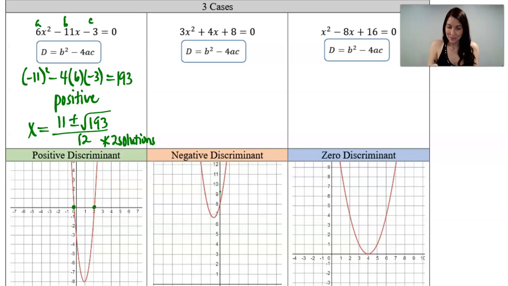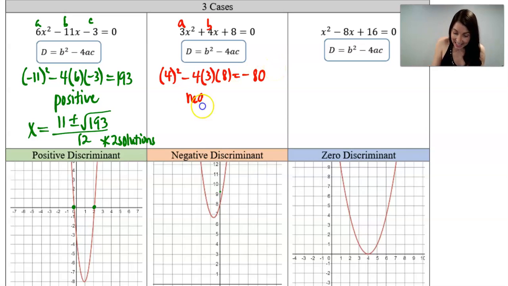Let's look at case 2. In case 2, my discriminant would be b squared, or 4 squared, minus 4 times the a value times the c value. After simplifying, I would get a discriminant of negative 80. Notice in this second case, my discriminant is a negative number.